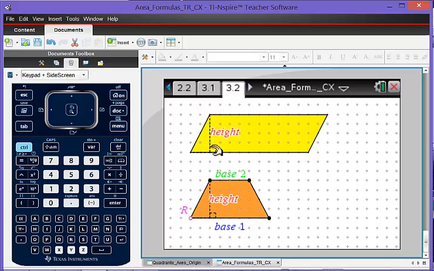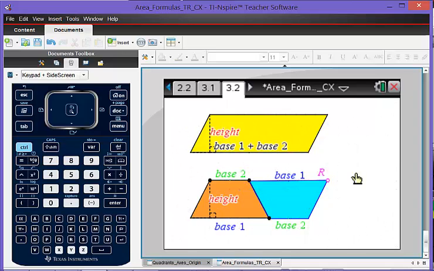Lastly, for a trapezoid, you see they have the same height. Other than that, there seems to be no connection. If I pull this point R up and over, these two trapezoids make up the same area as this parallelogram. Area of the parallelogram is base 1 plus base 2 times height. Each trapezoid would be half of that.